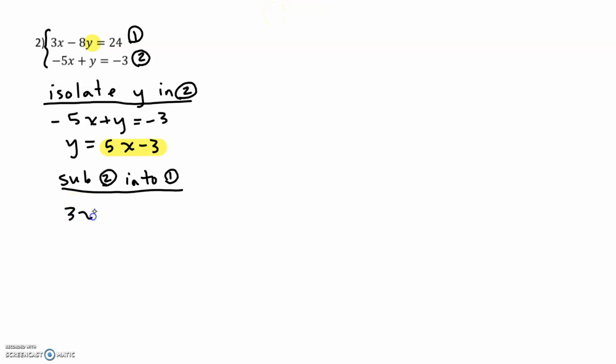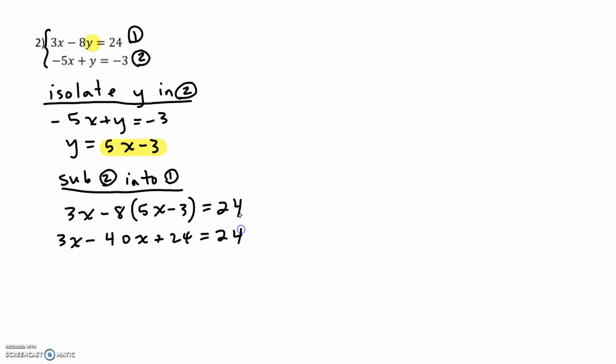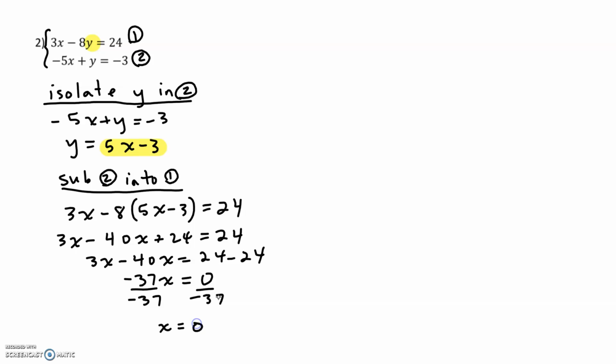So it's going to be 3x minus 8 times 5x minus 3 equals 24. And then we go ahead and solve this equation. So that'll be 3x minus 40x plus 24 equals 24. We'll bring 24 to the other side. So I have 3x minus 40x equals 24 minus 24. 3 minus 40 is a negative 37x, and 24 minus 24 is 0. When I divide both sides by negative 37, I know that x is going to equal 0.